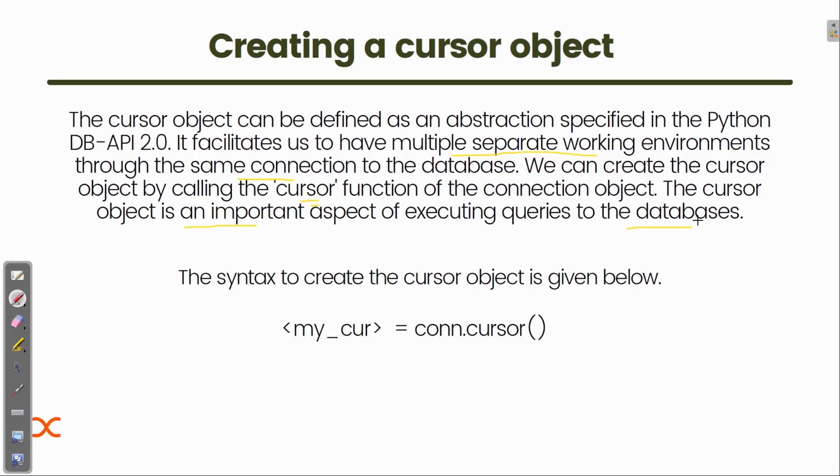Basically, we have one execute function. For using that specific function, we need to create an object of it, that is the cursor. Also, one more point is that the cursor gives a separate working space inside the working environment of the same connection. I hope the logic of the connection is clear now.